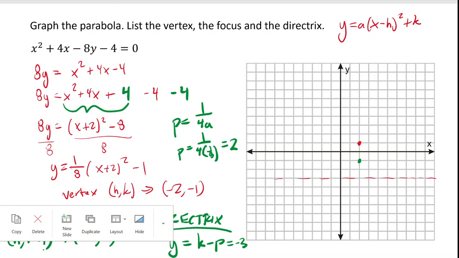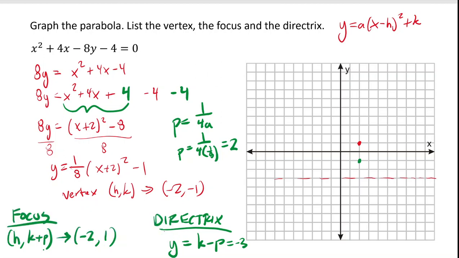And if we have that information, meaning if we go left or right 2p from our focus, so p was 2, so if we go 4 over, there's a point on the parabola right there. There's a point on the parabola right there. Then we've got 3 points on our parabola, and if we are pretty familiar with how a parabola is drawn, that's going to be good enough for graphing it. So it's going to go like this. Okay. So there we go.